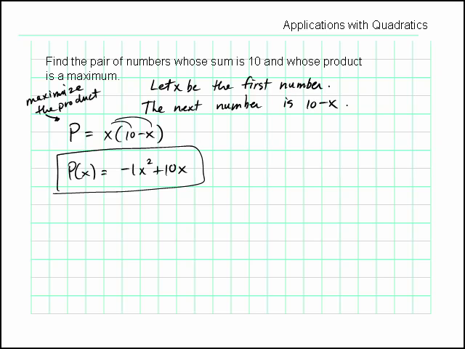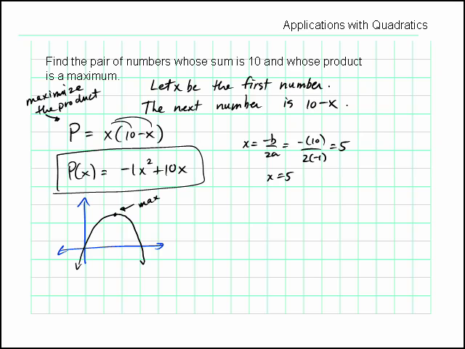Notice that this quadratic function, if I graph it, gives me a parabola which opens downward. It would look something like this. And so right here, we have a maximum which occurs at the vertex. And so to find the maximum product, I just find the vertex of the parabola. So just like in the last problem, I'm going to find the vertex by using the line of symmetry, negative b over 2a, which in this case would be negative 10 over 2 times negative 1, which is 5. x equals 5 is the line of symmetry.